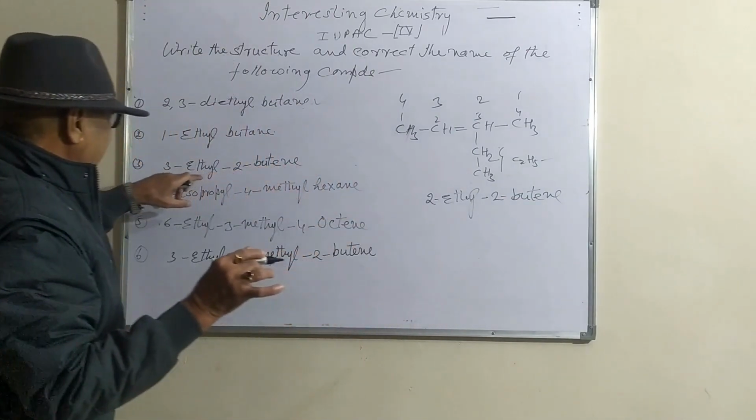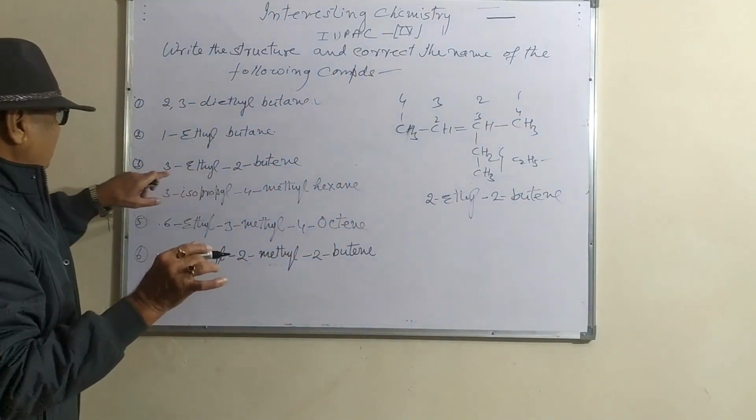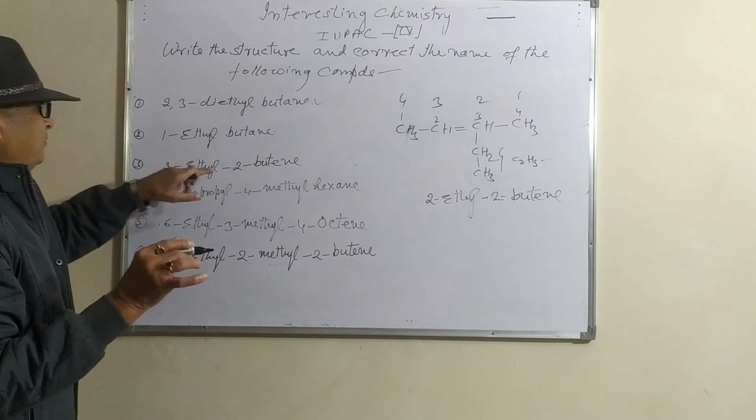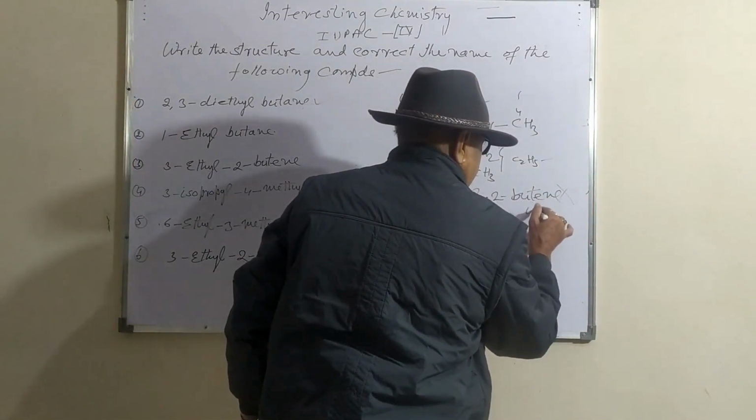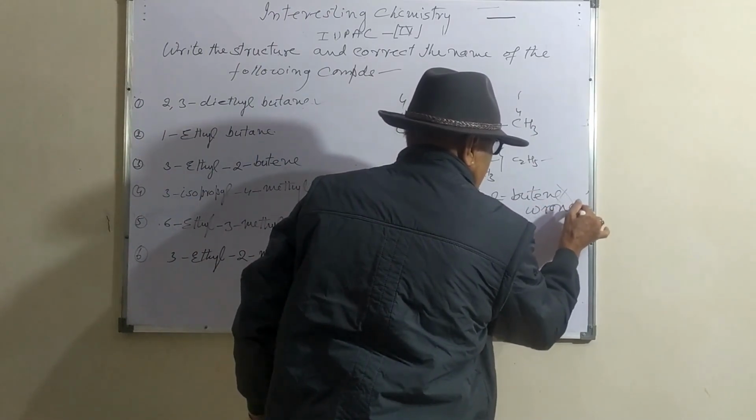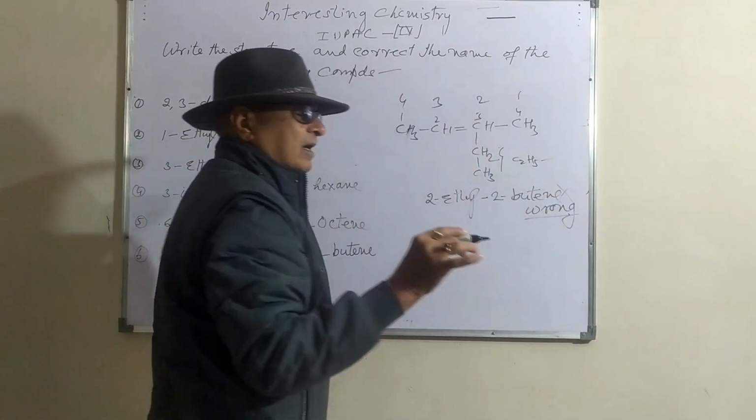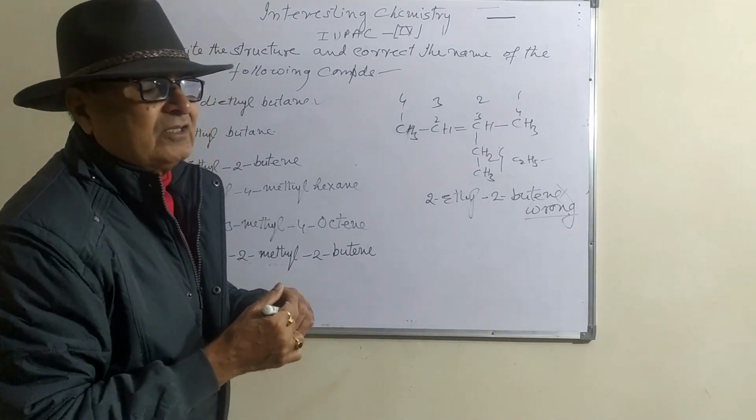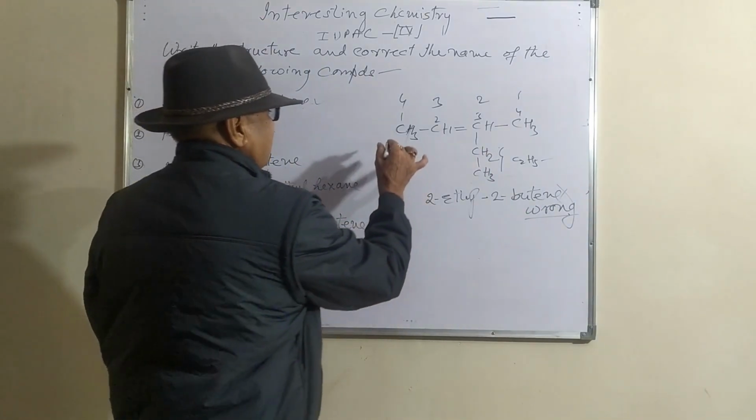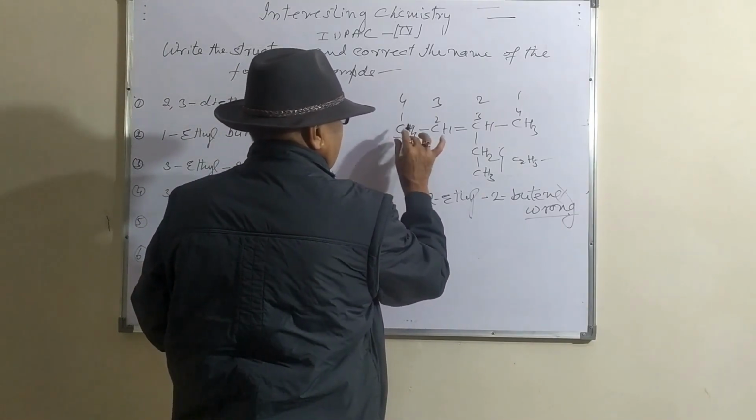So again there is a mistake. Not 3-ethyl, but 2-ethyl butene. But again this name is wrong. Again we are mistaken here. How will you correct the mistake? Again come to the structure.